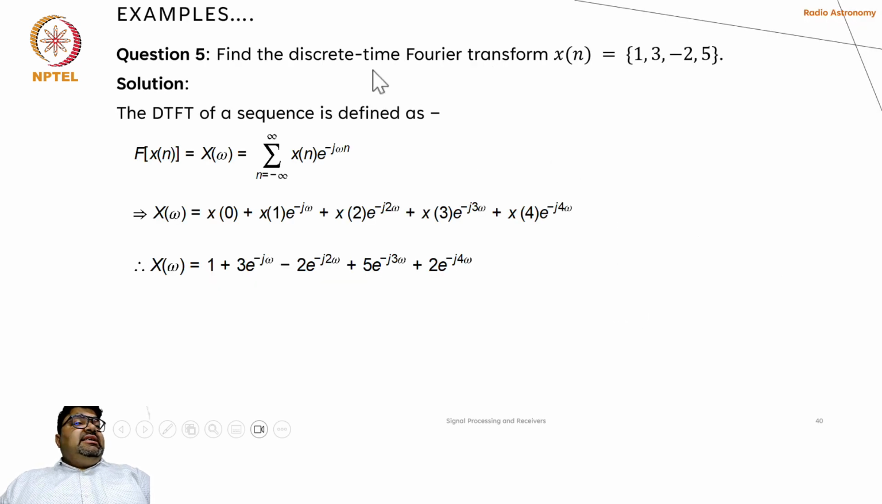The next example is to find the discrete time Fourier transform of x[n] given by 1, 3, minus 2 and 5. So the DTFT of a sequence is defined as given by this. So if you do the series expansion, you finally get the solution given by X(omega).